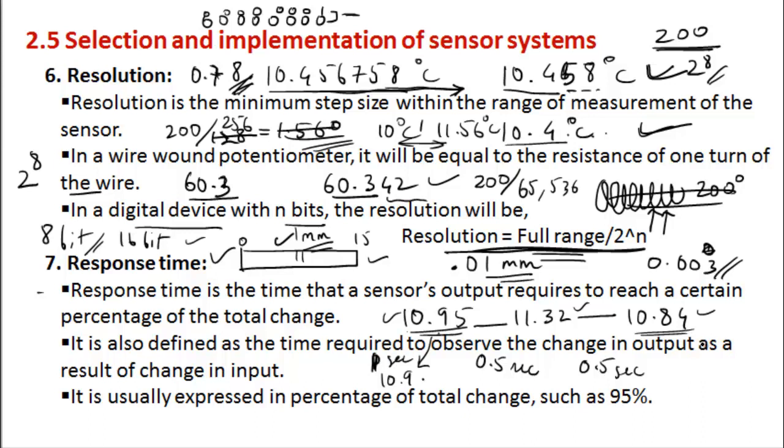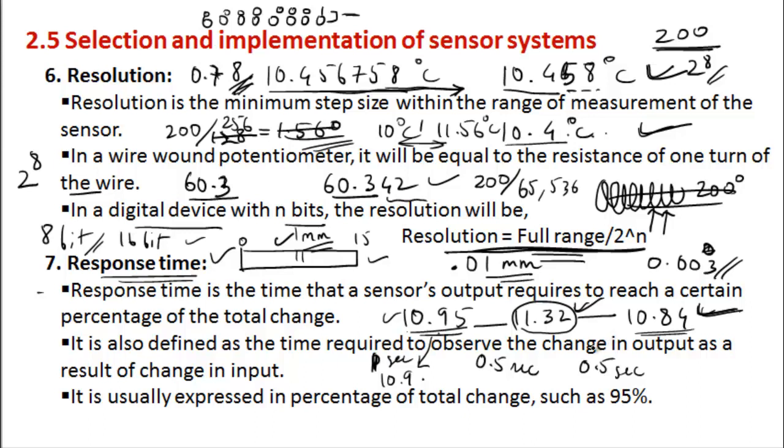In that case, if the response time is not very small, it will basically miss this reading, and the next reading that it will show is going to be this. So it will jump over these in-between values. If the response time is very fast, then the sensor will be able to track the output very quickly.